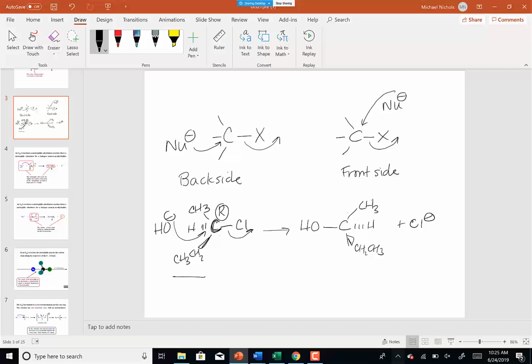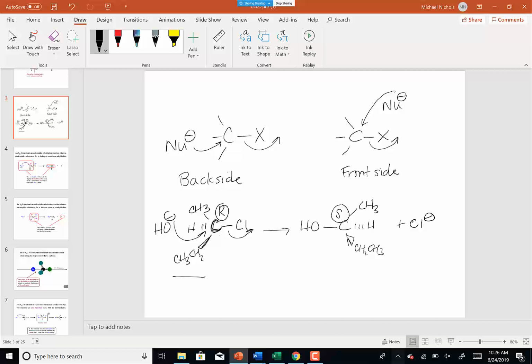But if backside attack occurs, what is the configuration of the carbon product? Is it R or is it S? Now the hydroxide is number 1. So going 1, ethyl 2, methyl 3. It's clockwise because the hydrogen's away from you. So now I have the S configuration. So for backside attack, the R would become S.